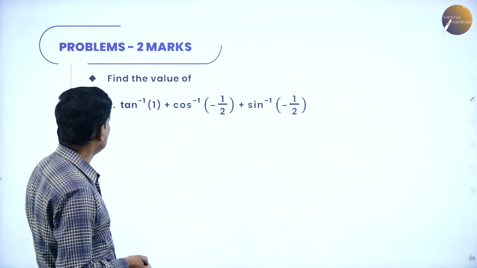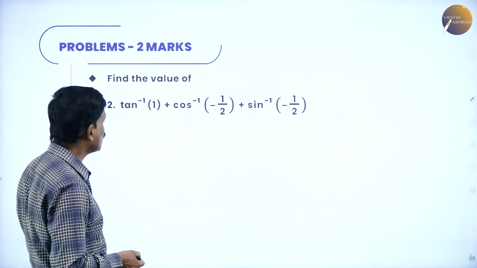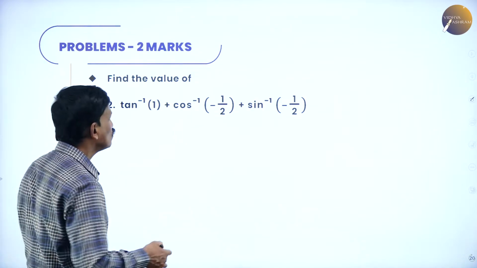Now, let us come to the next type of problem, the same type of problem. What is given? Find the value of tan inverse 1 plus cos inverse of minus 1 by 2 plus sin inverse of minus 1 by 2.